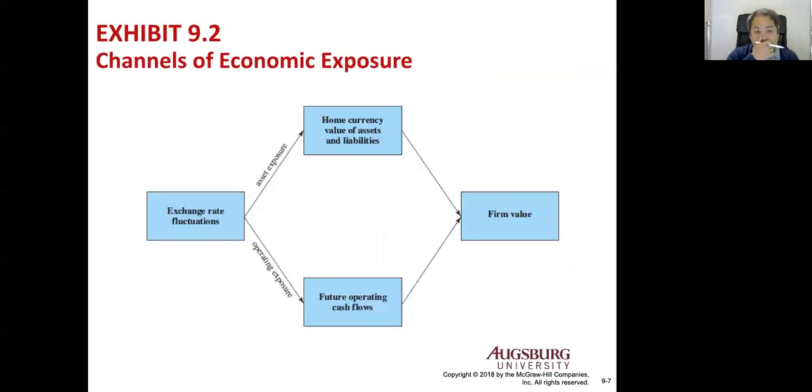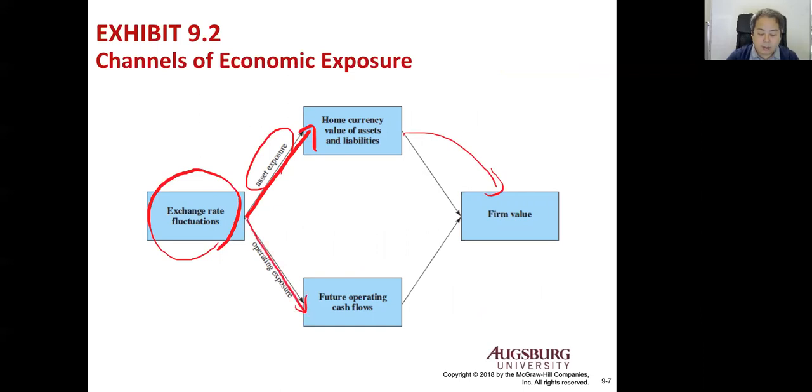The next exhibit shows that exchange rate fluctuation changes the home currency value of assets and liabilities, and affects the firm value. This is asset exposure or liability exposure. It also affects the future operating cash flow, which obviously affects the firm value. This is called operating exposure.